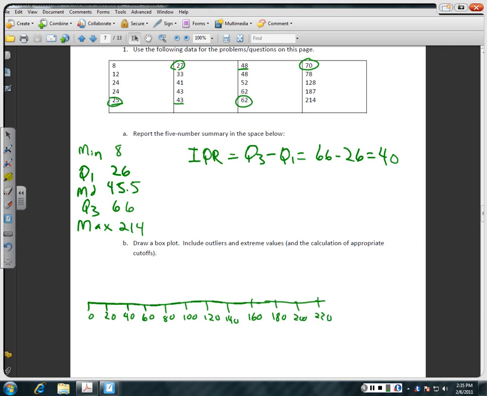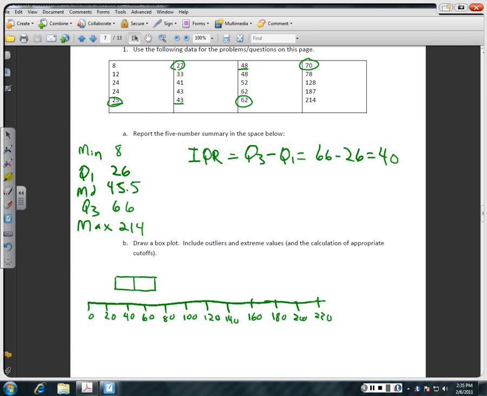So the first thing I'm going to do is draw the box. That goes from Q1 to Q3, or from about 26 to 66. And then I'm going to slap the median right in there in the middle. That's at 45.5. That's about right here.